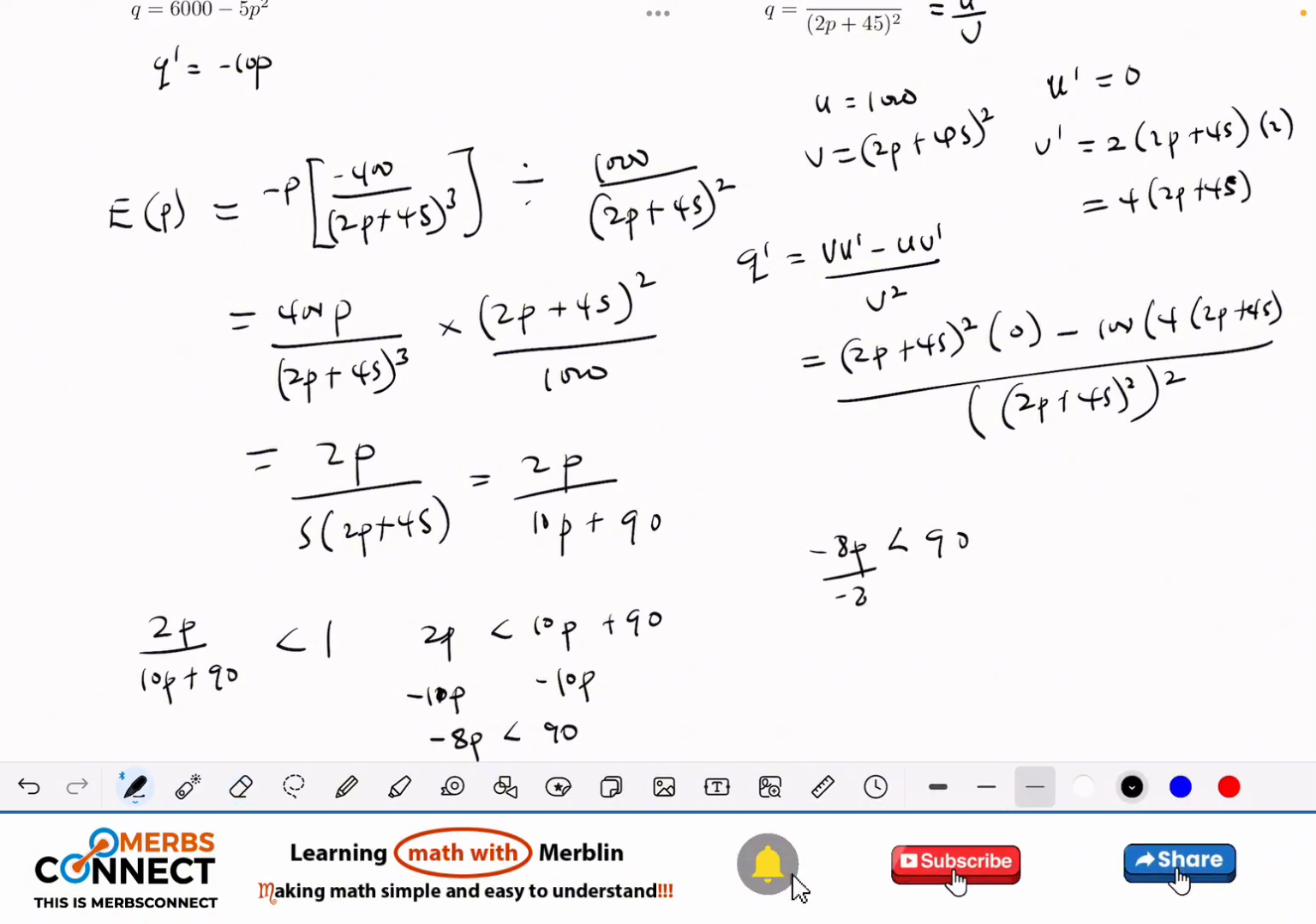I'll divide through by minus 8, divide through by minus 8. And this is going to be P. Whenever you divide through by a negative and the sign is either less than, greater than, less than or equal to, greater than or equal to, the sign changes. So this one will be greater than 90 divided by 8. So this will be the price that we are going to get.